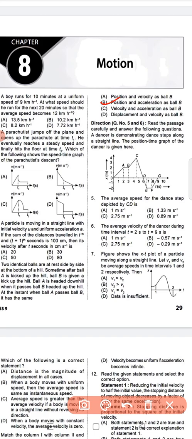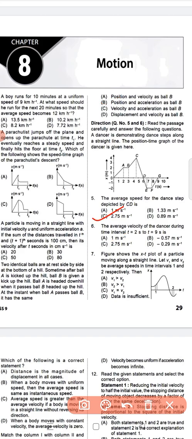Next, read the passage carefully and answer the following questions. A dancer is demonstrating a dance step along a straight line. The position-time graph of the dancer is given here. The average speed for the dance step depicted by CD is, question number 5, option C is the correct answer, because we know average speed equals total distance divided by total time.